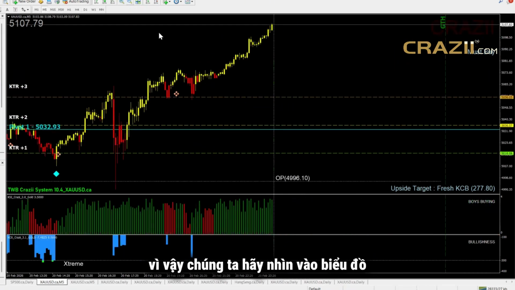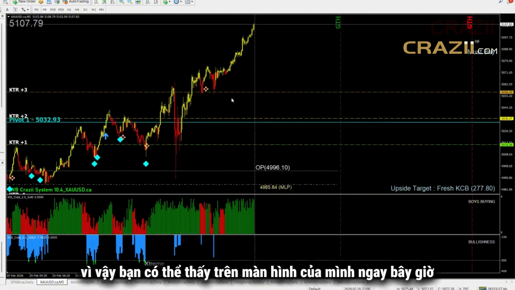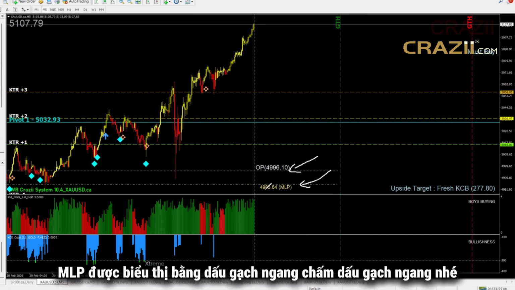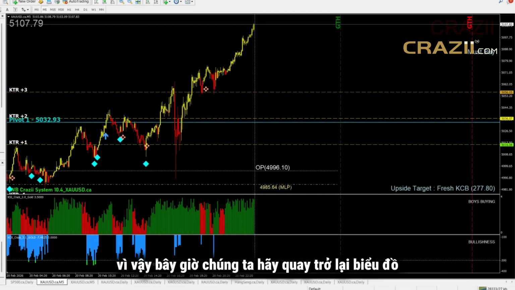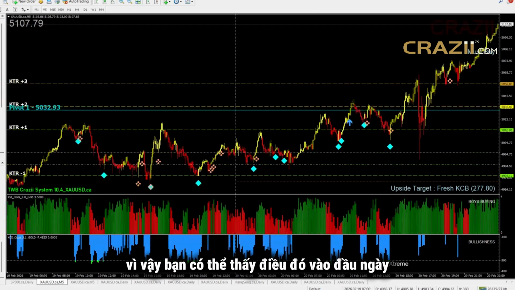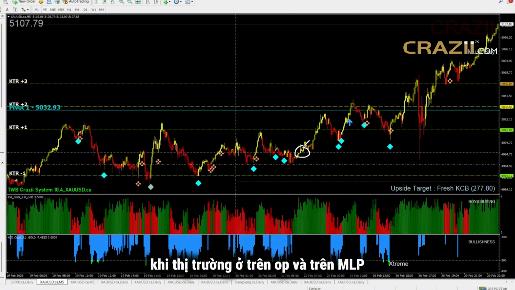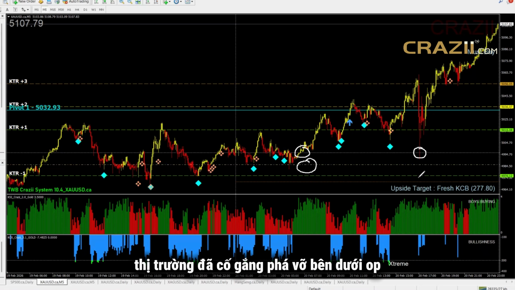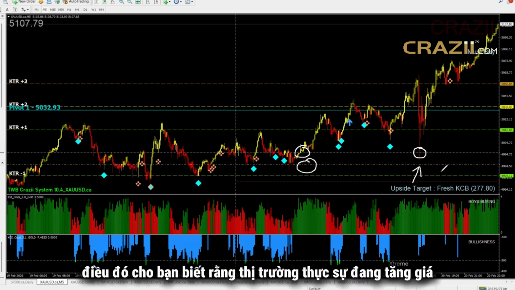So let's take a look on the chart. You can see on your screen right now, the OP in this case is here. The MLP is represented by the dash dot dash. Okay, so now let's go back to the chart and you can see what happened over here. At the start of the day, the market stays above the OP and above the MLP, which means the market is very bullish, right? As you can see here again, the market did try to break below OP, but stayed above the MLP. That tells you that the market is actually bullish, not bearish.